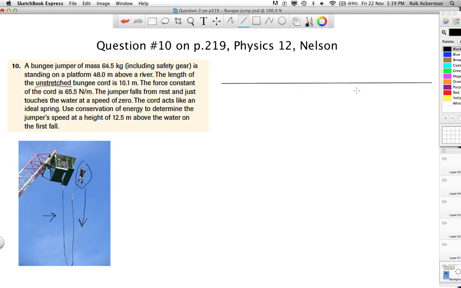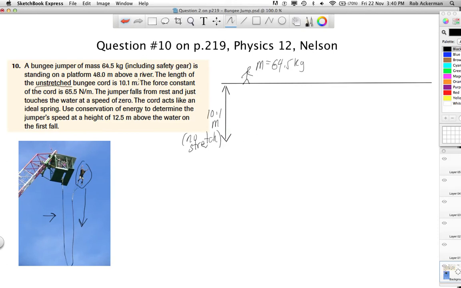Let's imagine that this is the platform where the bungee jumper is starting from, and there he or she is. The mass is given as 64.5 kilos. Now, as we can see from bungee jumping and from the question, the length of the unstretched cord is 10.1 meters. This means that the jumper can actually fall a distance of about 10.1 meters before any stretching begins. So let's put that in there, 10.1 meters, and we can even write in "no stretch" to remind ourselves not to include elastic potential energy just yet.